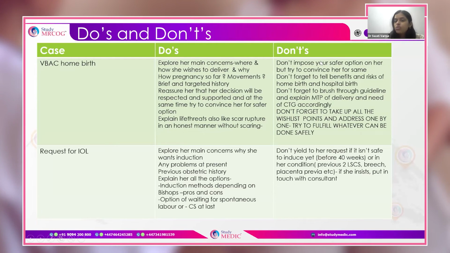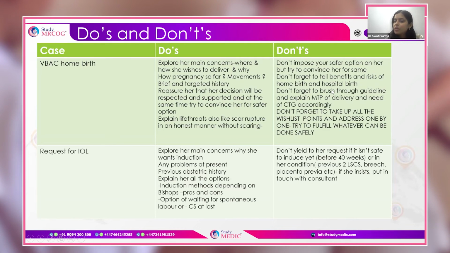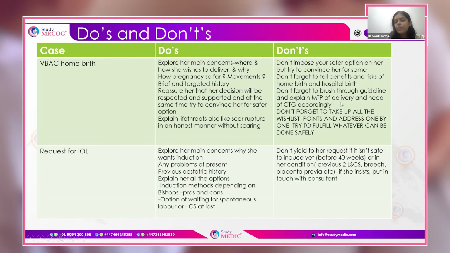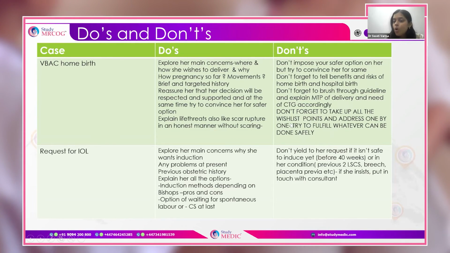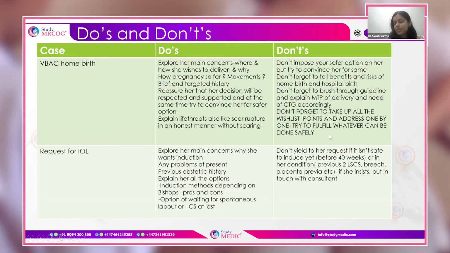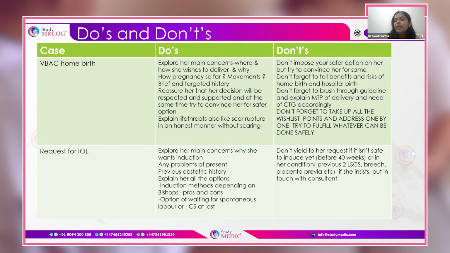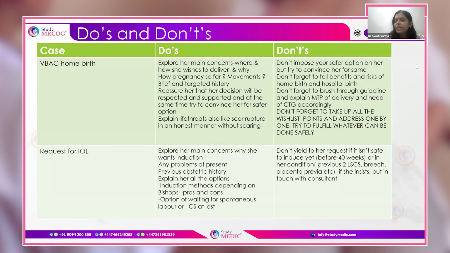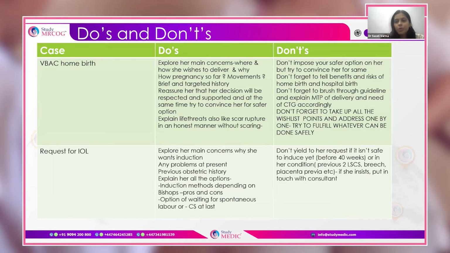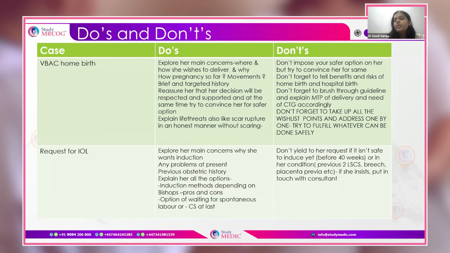Then again, in don'ts, never impose your safer option. Don't forget to tell benefits and risks of home and hospital birth, and explain mode, time, and place of delivery. If she has got a wish list with her, take up all the wish list points one by one and address them, and try to fulfill whatever can be done safely. Listening to music and having an attendant, her partner, with her at all times, all these things can be easily taken up at hospital also. So say that, yes, these things we will try to fulfill in hospital. We will try to keep your privacy. We will try not to intervene unless and until it is urgently needed, unless and until it is very much needed.